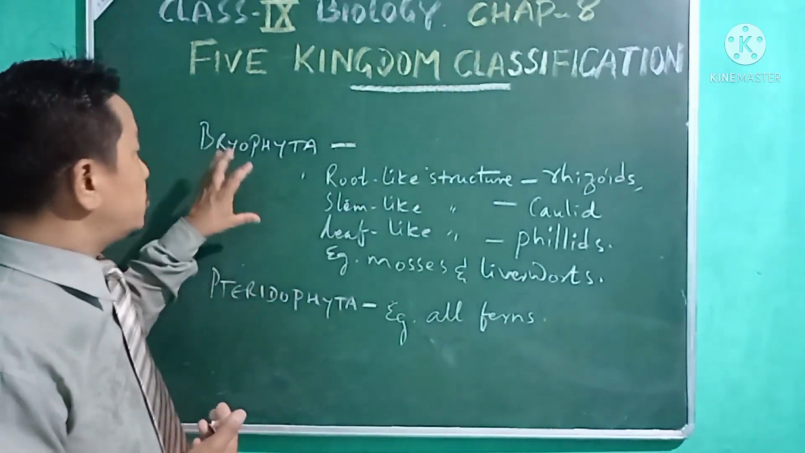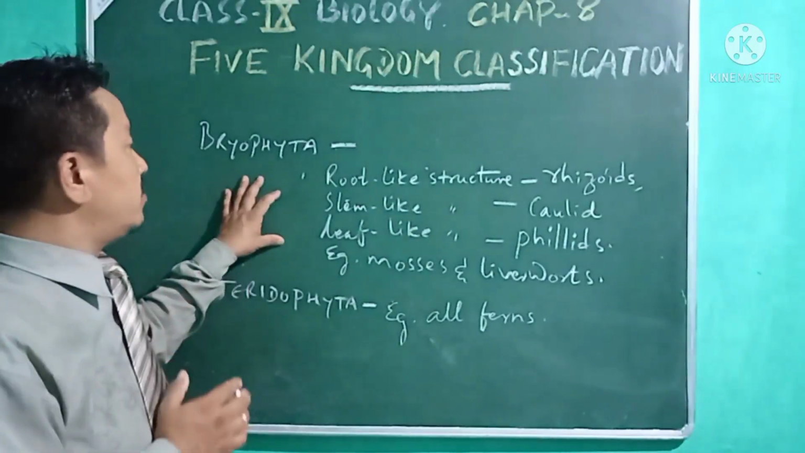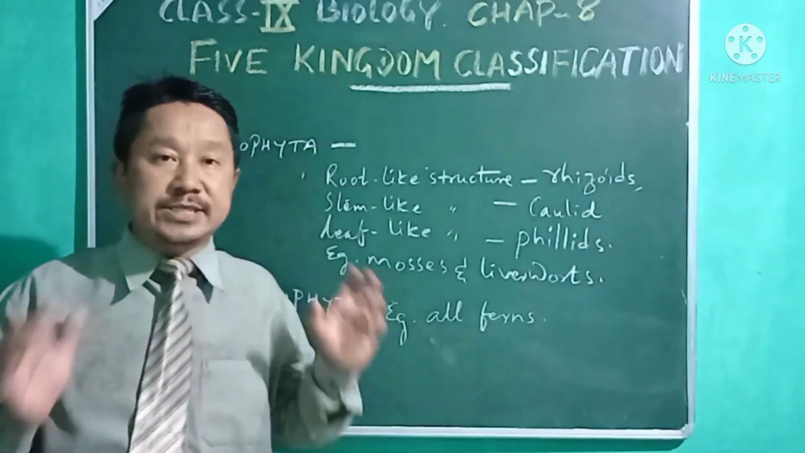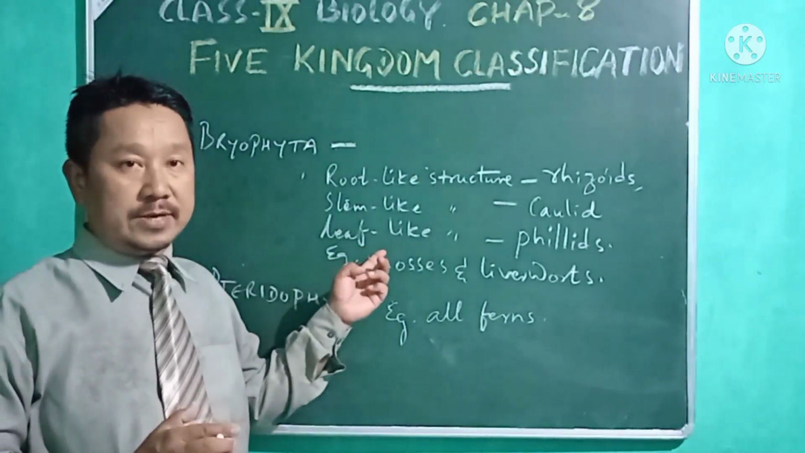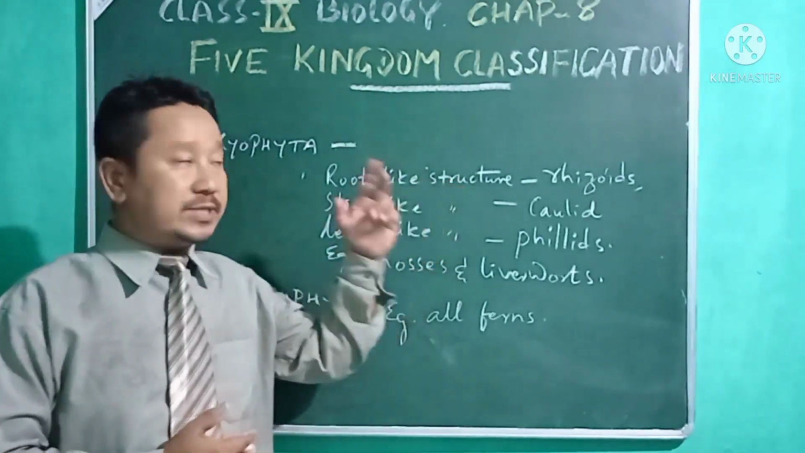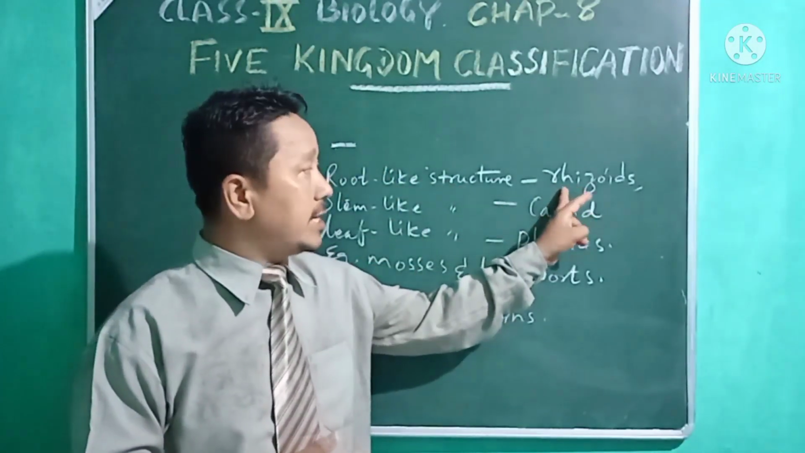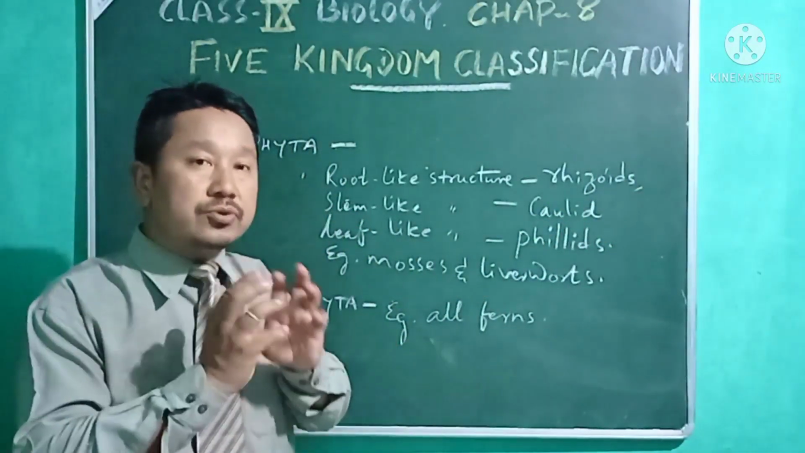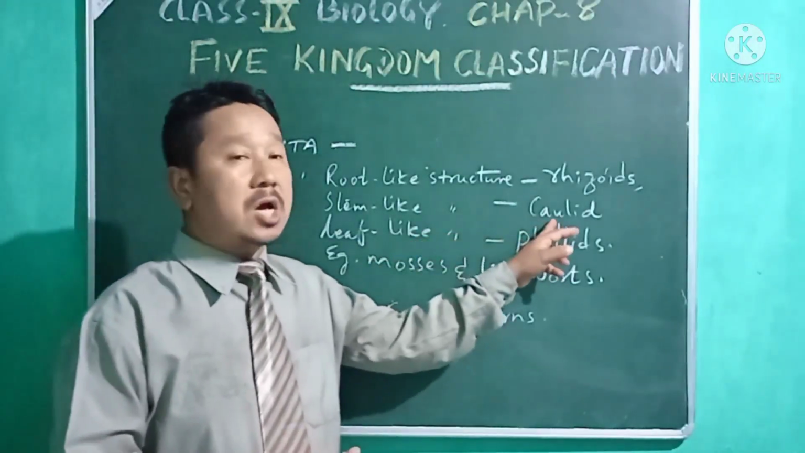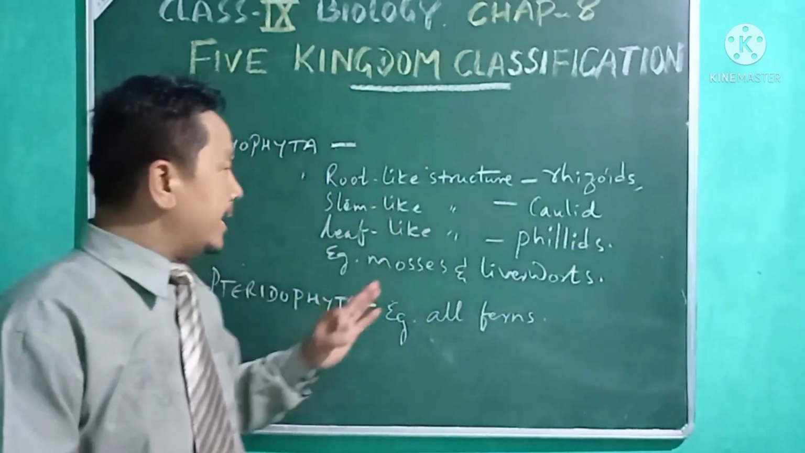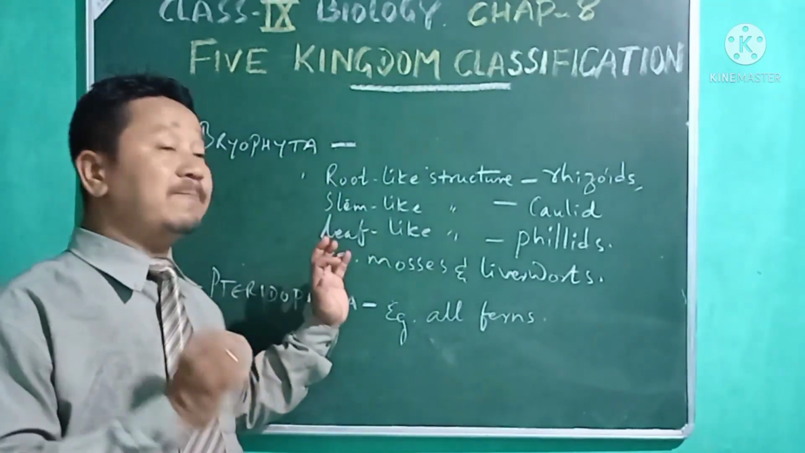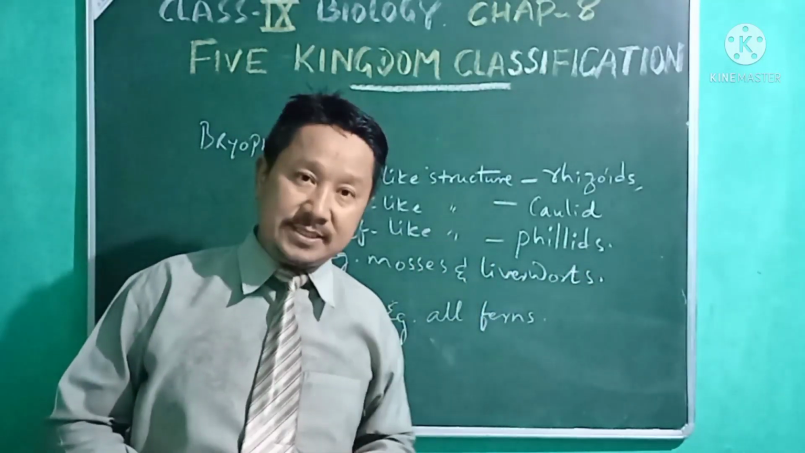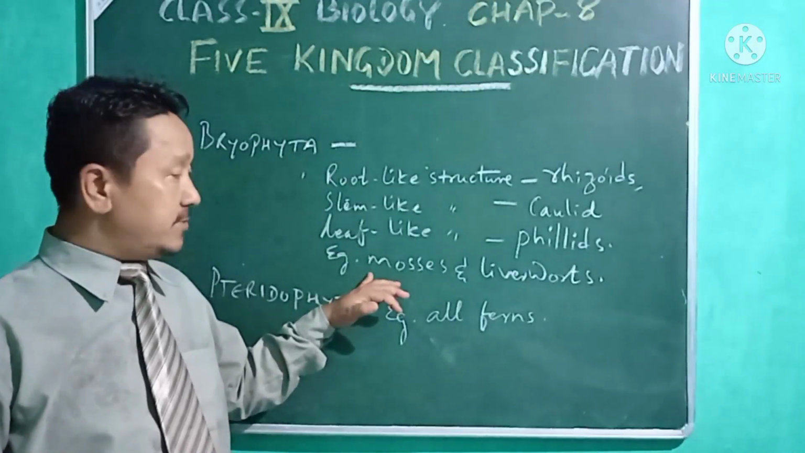So those plants which come under Bryophyta do not have true root, true stem, and true leaf. They have a root-like structure, which in this case is called rhizoids. A stem-like structure is there, which is called caulid, and a leaf-like structure, which is called phyllids. Examples are mosses and liverworts.